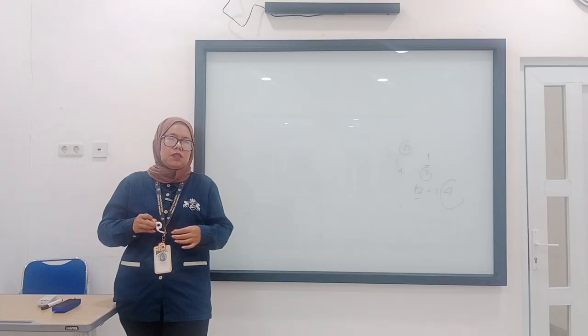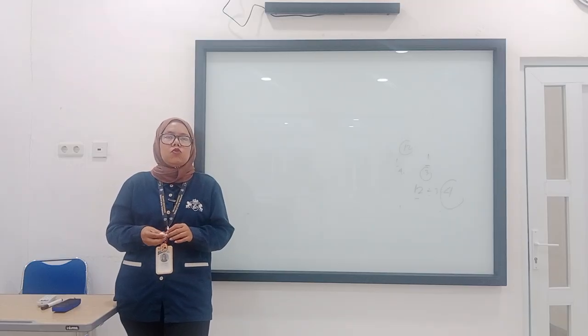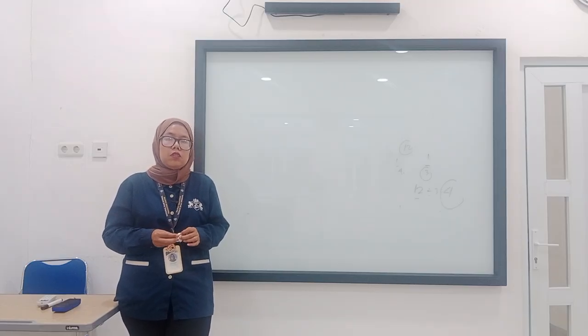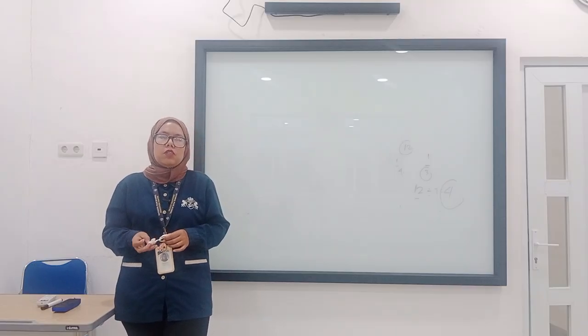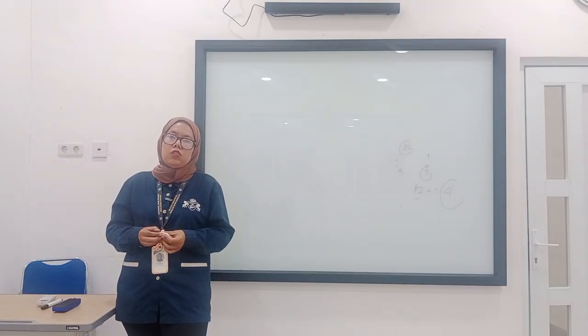Dividing line. This is a line to separate numerators and denominators. This is the line that is used to separate the numerators and denominators. It also represents division.